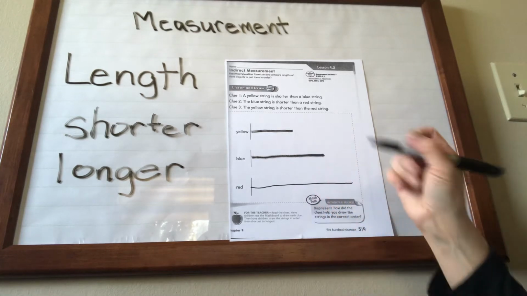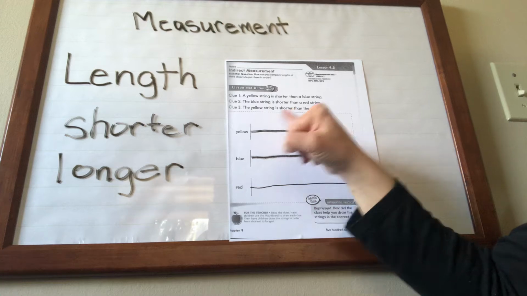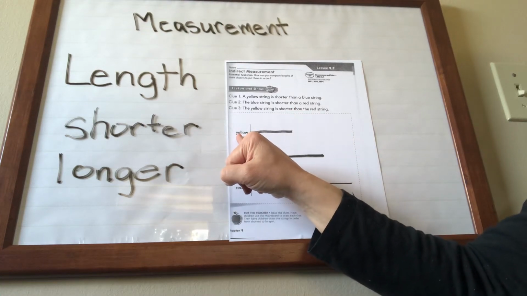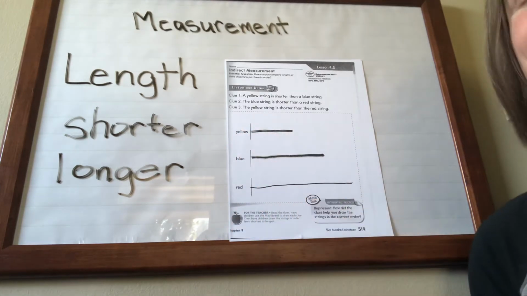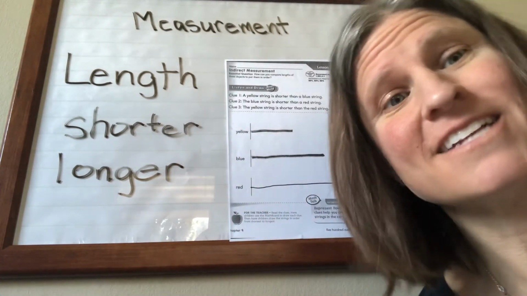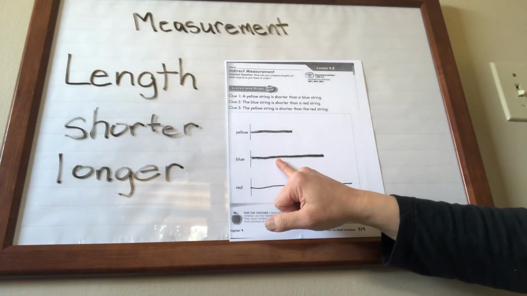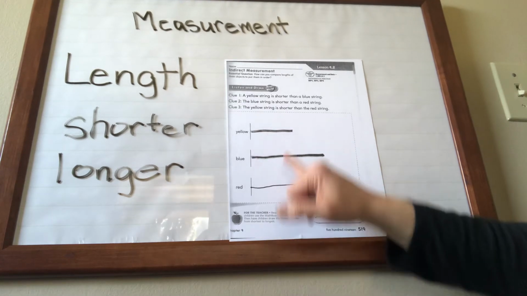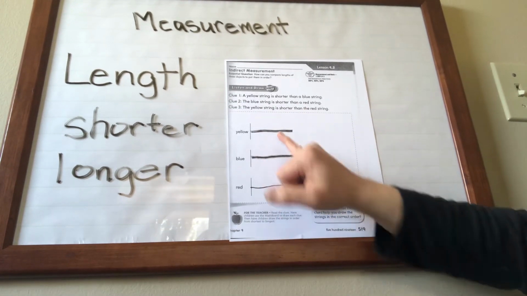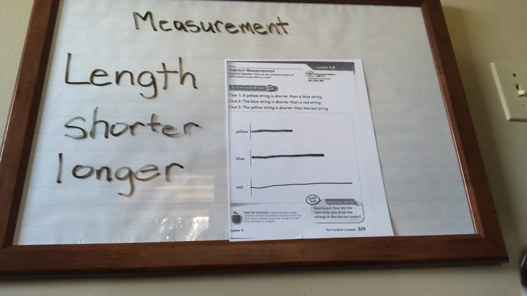So now, let's read the last clue. The yellow string, that's this one, is shorter than the red string. What do we think? Does that look right? That means we did it right. So, the yellow string is shorter than the blue string. The blue string is shorter than the red string. The yellow string is shorter than the red string. That's a lot of steps, isn't it? Okay, so now you're ready to go on to the next page.